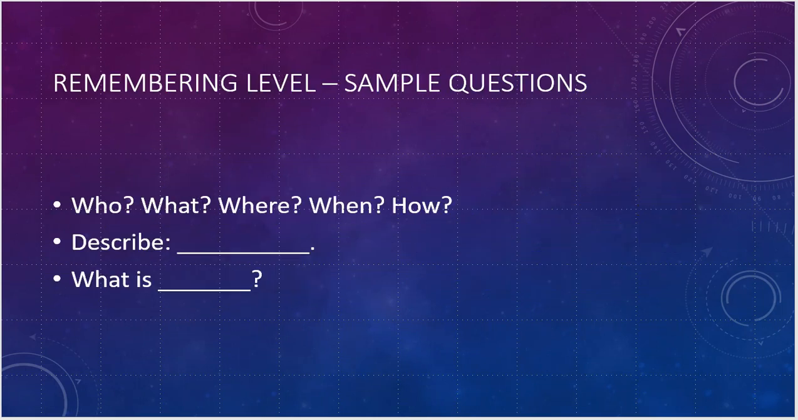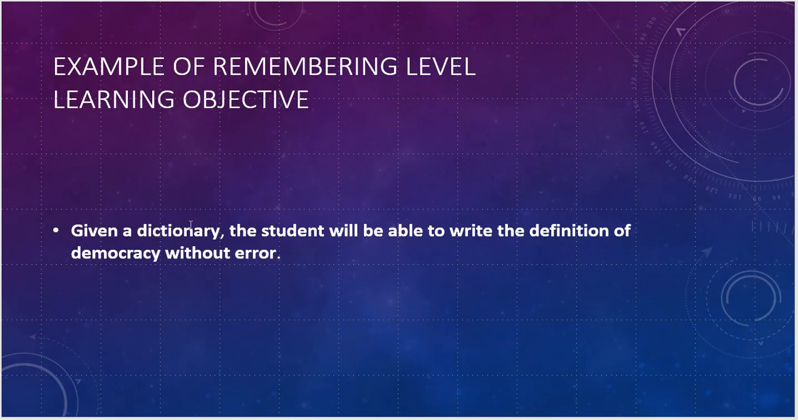Okay, now we're going to look at some more examples of objectives at the different levels of Bloom's taxonomy. At the remembering level, we're looking at who, what, where, when, how. For example, a verb for the remembering level could be describe, what is, identify, that kind of thing. So here would be an example. Given a dictionary, the student will be able to write the definition of democracy without error.